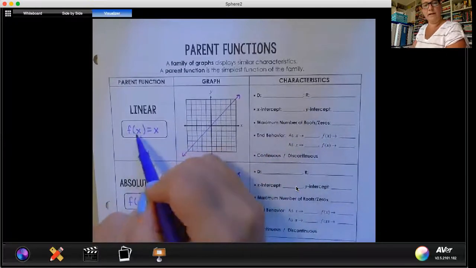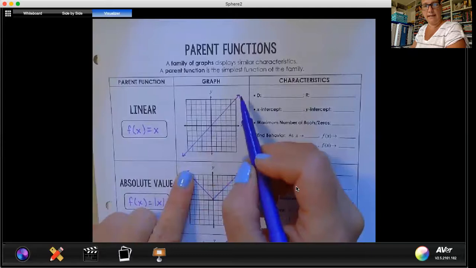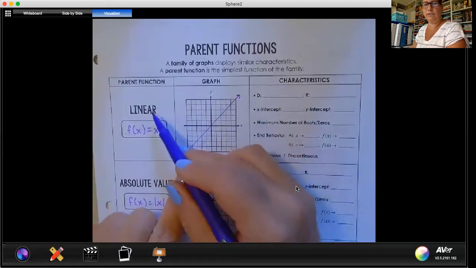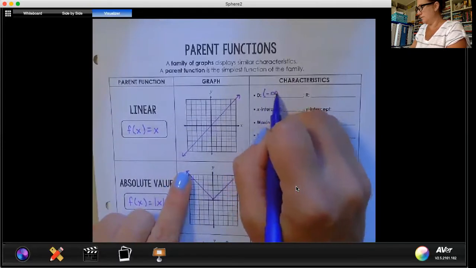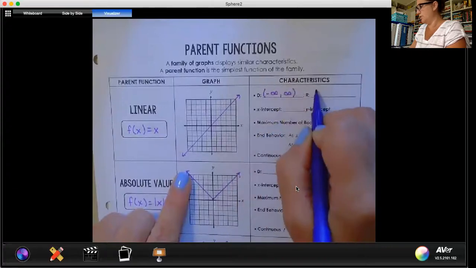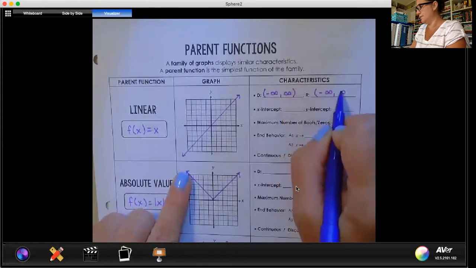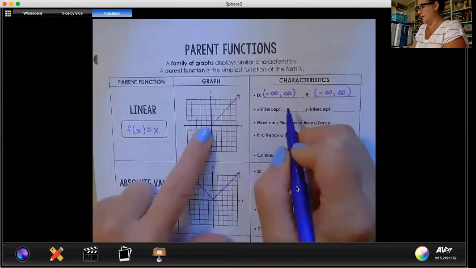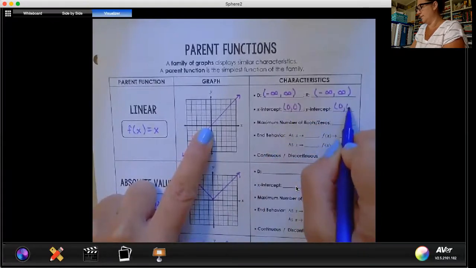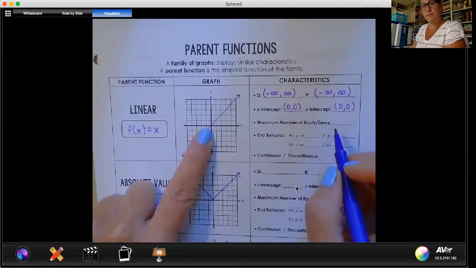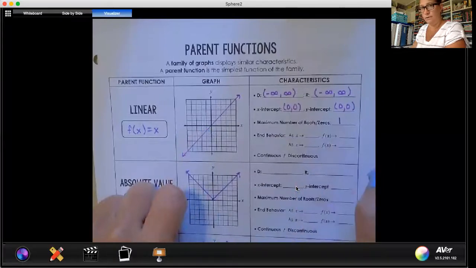Linear function, f of x equals x. Your graph is a line. It is a linear function. Your domain, no restrictions. Your range, no restrictions. Your x-intercept and your y-intercept are 0, 0. The maximum number of roots and zeros is equal to your exponent. So 1, it's also the number of times it crosses the x-axis.